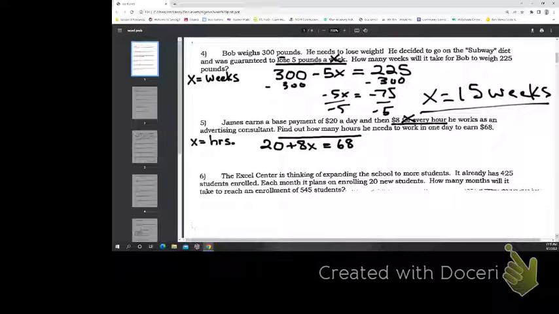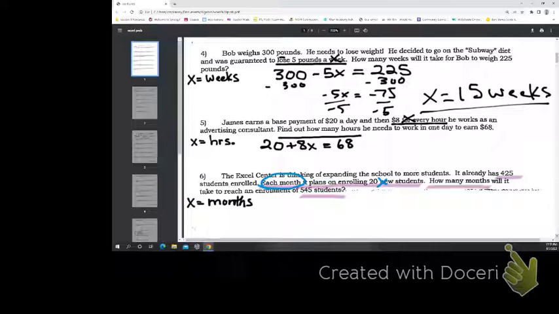So let's see, number 6. The question asks, how many months will it take? So my x is going to be a number of months. So then as I read back through and I see, well, here's a number, like I've got 425, I've got a 545, and then we have each month, it's going to enroll 20. So because this says each month, the 20 is the one that's going to get the X.